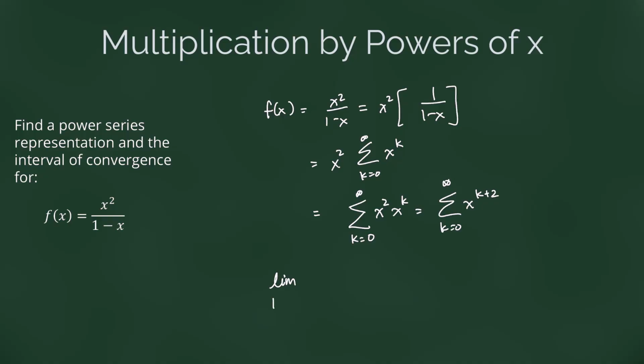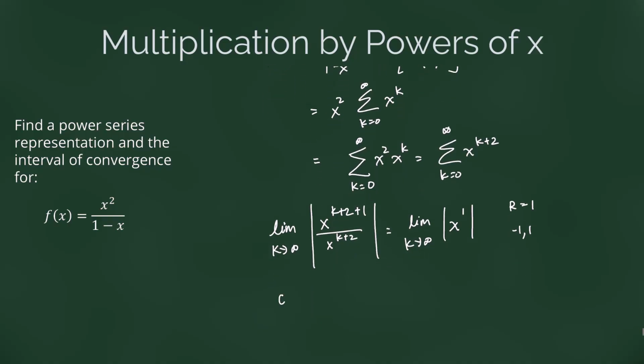We'll evaluate the limit as k goes to infinity of x to the k plus 3 over x to the k plus 2. We're going to take the absolute value of that, but of course that just gives us the limit as k goes to infinity of the absolute value of x to the first. And so our radius of convergence is 1, and our interval of convergence goes from negative 1 to 1. We'll double check our endpoints.